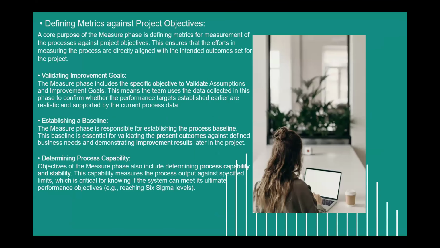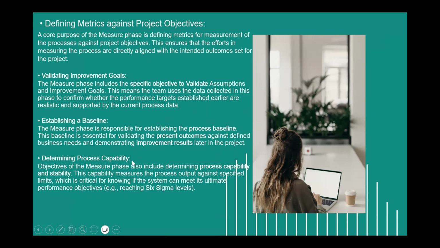And next one, when we are going to define the phase, right? One, validating the improvement goal. See, why are you doing the data collection? Once your data is collected through this measure, how are you going to use this data for the improvement phase? Whatever data you identified and collected will become your baseline to start your project. And this will define your process capability.